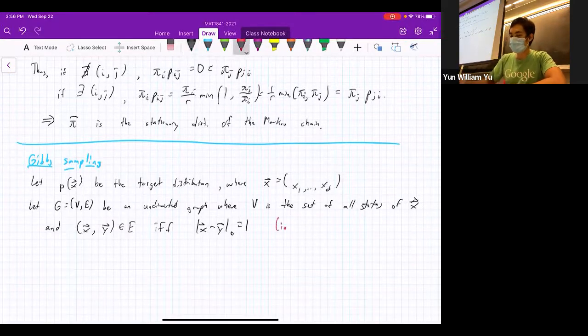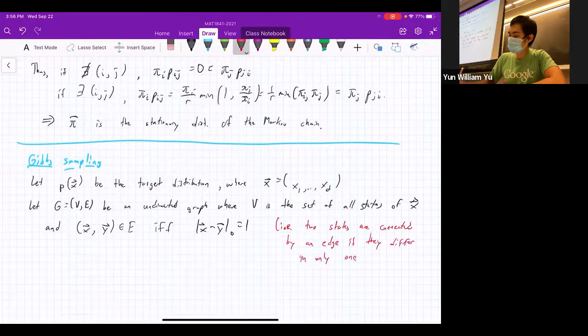Okay, let me write that down, i.e. two states differ in only one coordinate. Two states are connected by an edge if they differ in only one coordinate.